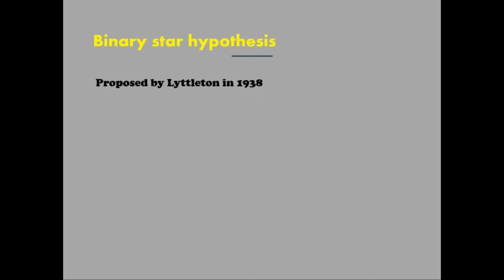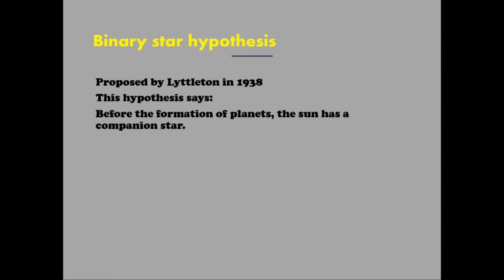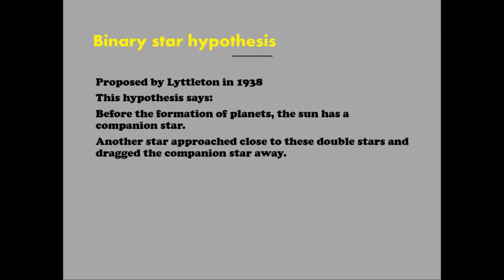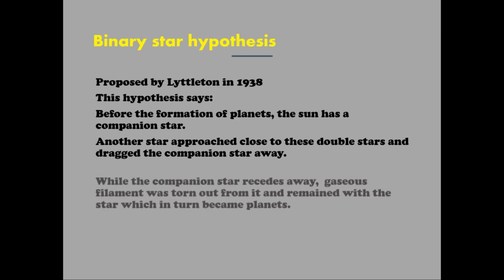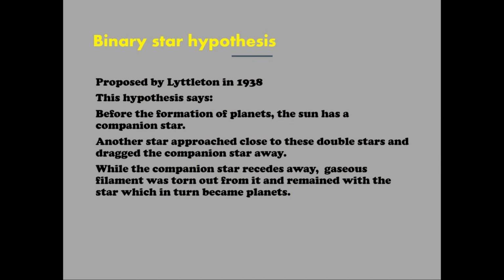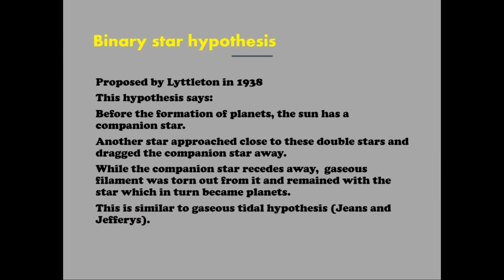Binary star hypothesis. This theory was put forward by Littleton in 1938. Before the formation of the planets, the Sun had a companion star. When the companion star is approached by some other star, it recedes away from the Sun. When receding away, a gaseous filament was torn from it and remained with the Sun, which in turn becomes planets. This hypothesis is similar to the Gaseous Tidal hypothesis proposed by Jeans and Jeffries.